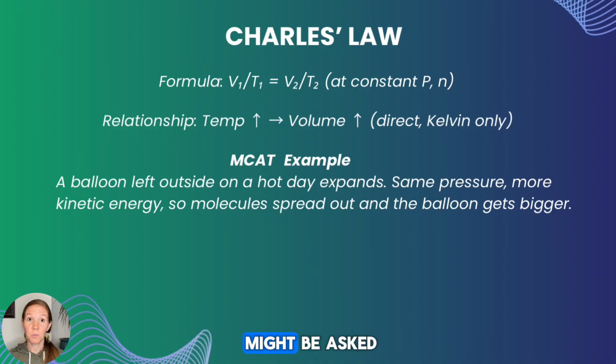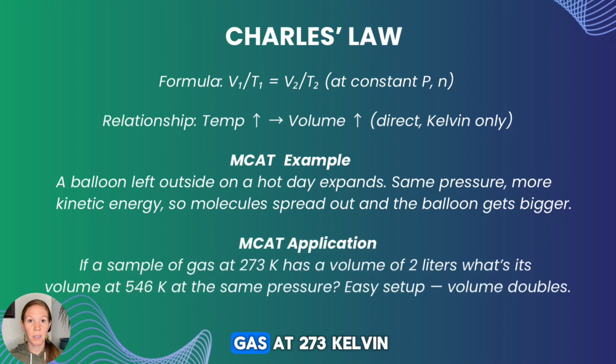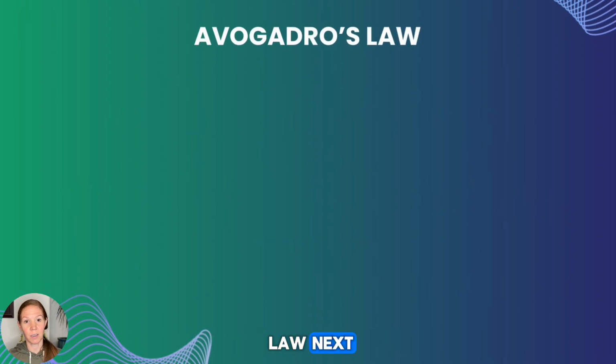On the MCAT, you might be asked if a sample of gas at 273 Kelvin has a volume of 2 liters, what's its volume at 546 Kelvin at the same pressure? Easy setup, volume doubles. Let's look at Avogadro's law next.